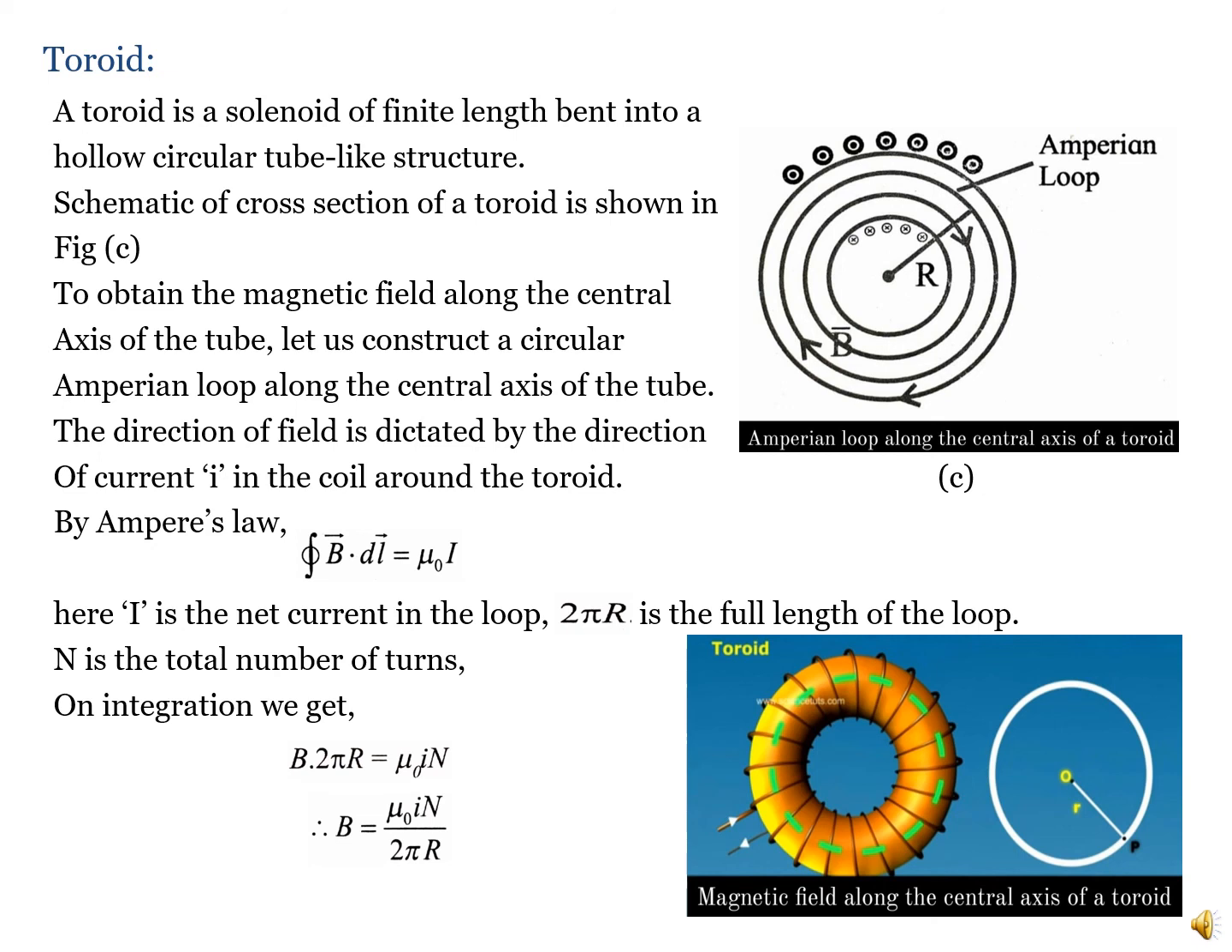From this equation, B, that is the magnetic field, is inversely proportional to the radius of the toroid. In a solenoid, the magnetic field is constant over the cross section, but here in the toroid, the magnetic field is not constant over the cross section.